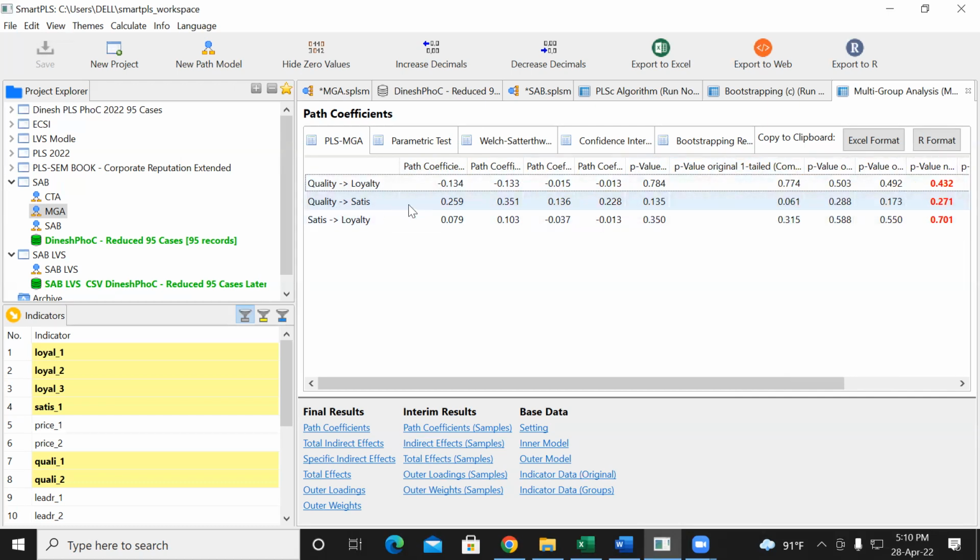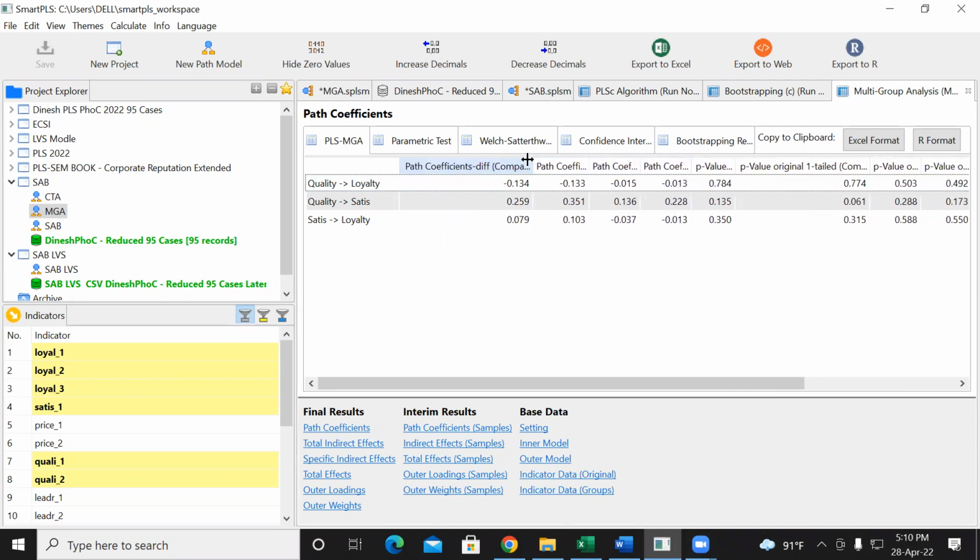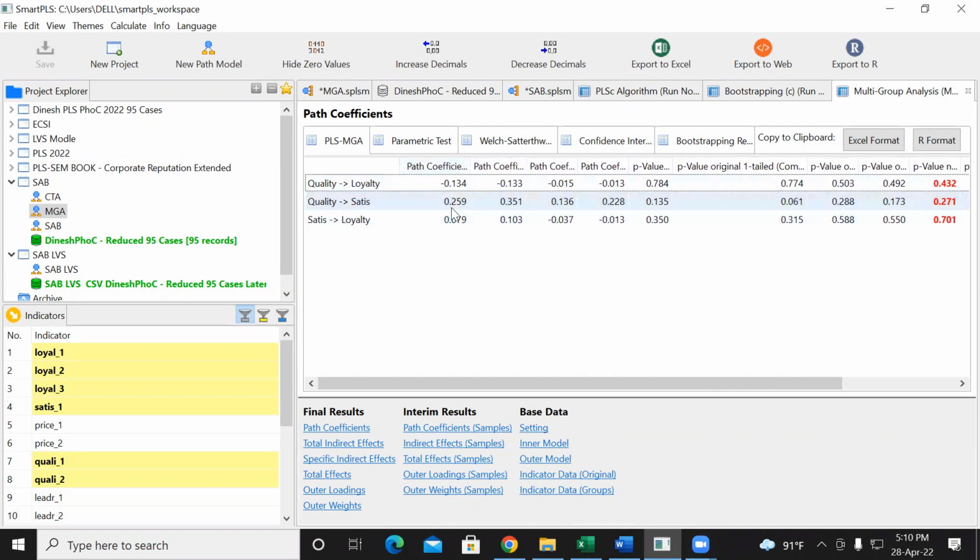Quality satisfaction relationship in relation to two groups here, right? Maybe you can see here that value is about this one. Company type non-profit against company type profit. That path difference is 0.259. That means a big difference.